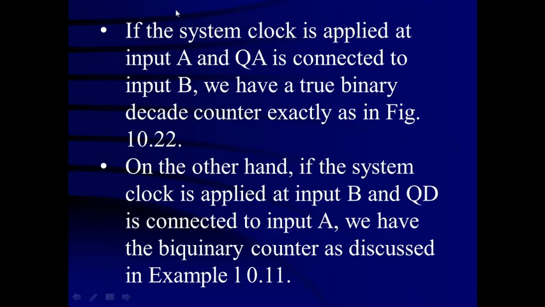If the system clock is applied at the input A and QA is connected to the input B, we have a true binary decade counter exactly as in figure 10.22. On the other hand, if the system clock is applied at input B and QD is connected to the input A, we have a biquinary counter as discussed in the example previously, that is, 5 by 2.